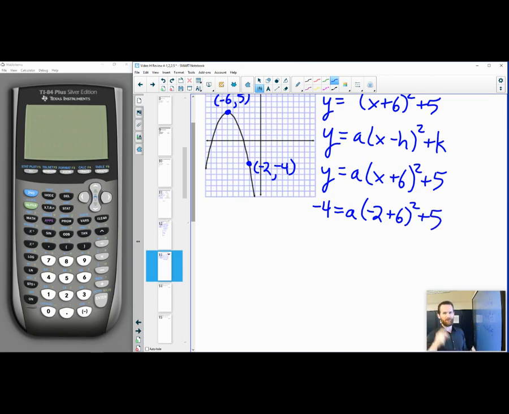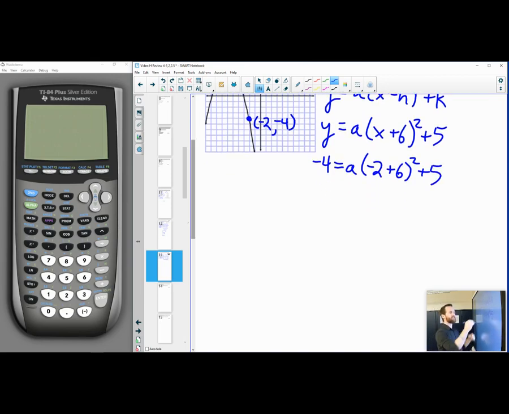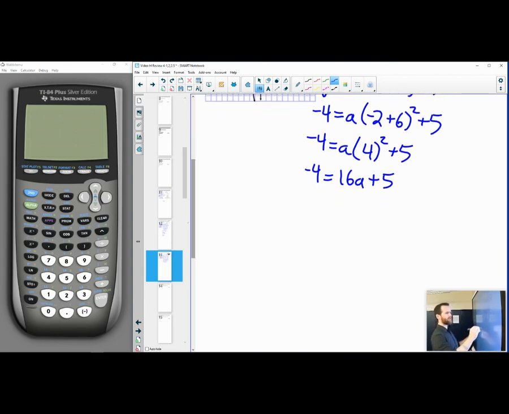Now that we just have one variable remaining, we simplify and solve. Negative 4 equals a times negative 2 plus 6 is 4 squared plus 5. Negative 4 equals 4 squared is 16, so it's 16a plus 5. Then it's a two-step equation. We just subtract 5 from both sides, get negative 9 equals 16a, divide by 16.